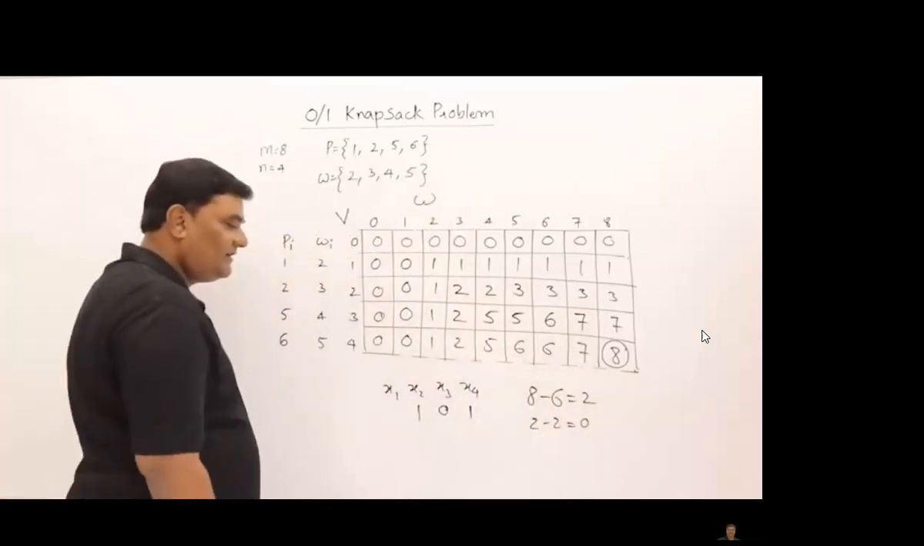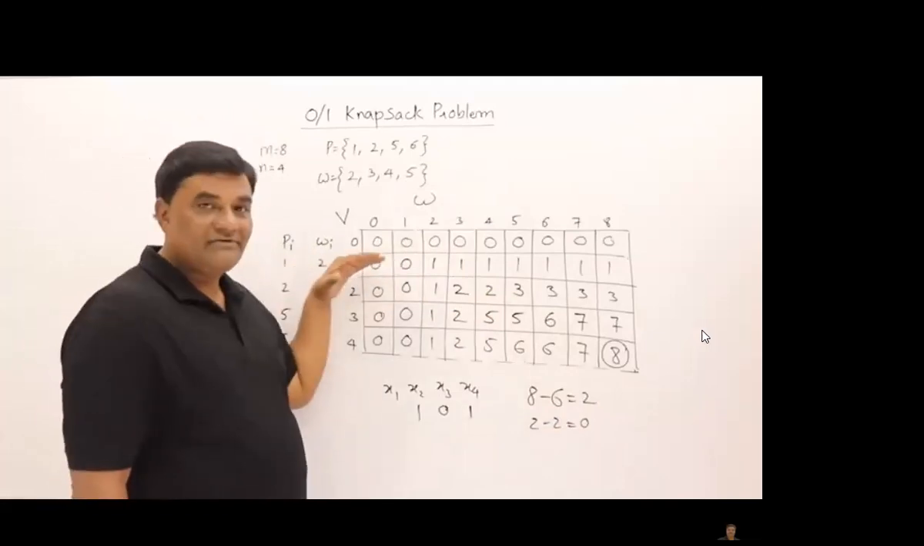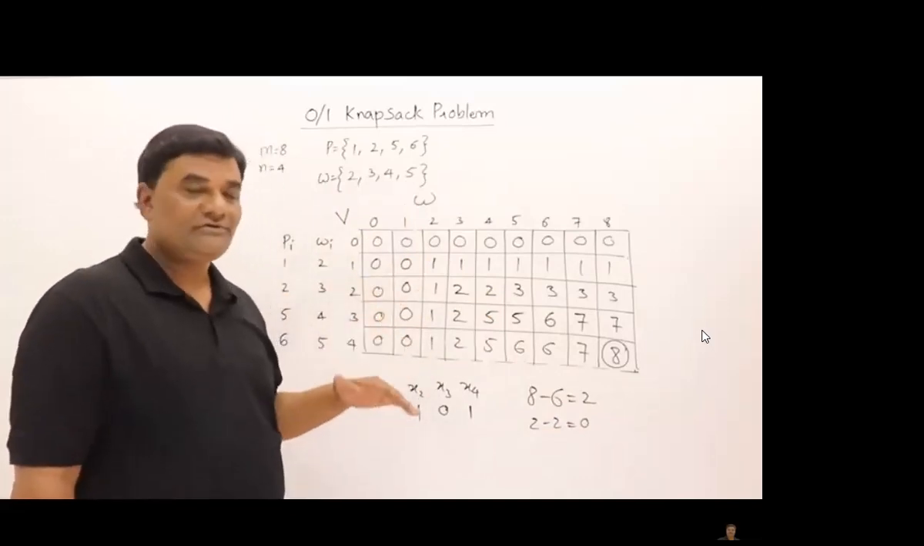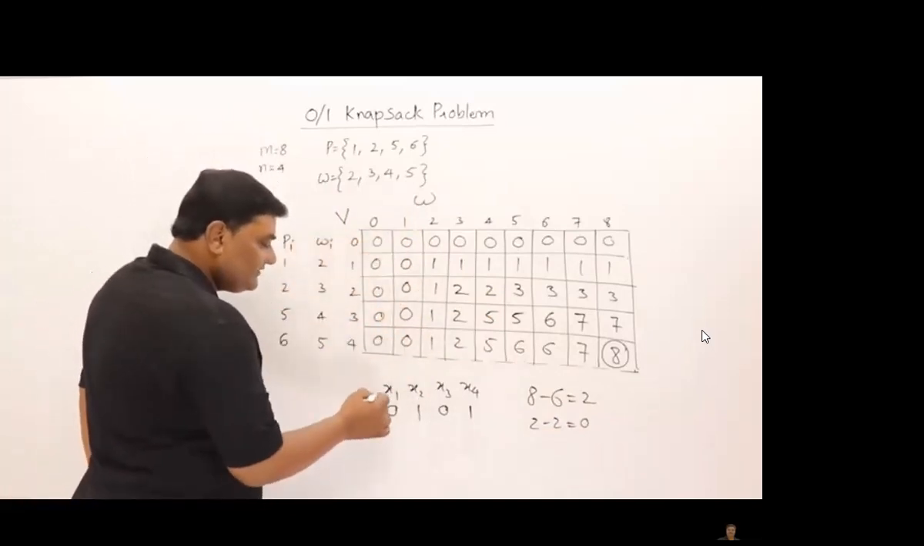So 0. Now 0, was it there in the first object? So I have to consider the first object. Yes, 0 was there in the first object row. Was it there in the 0th also? Yes, it was there in the 0th row also. So it means don't include the object. So this is the solution.